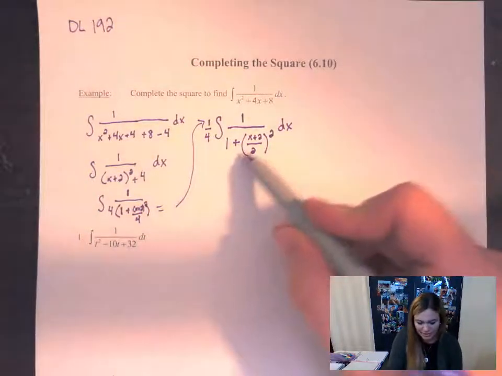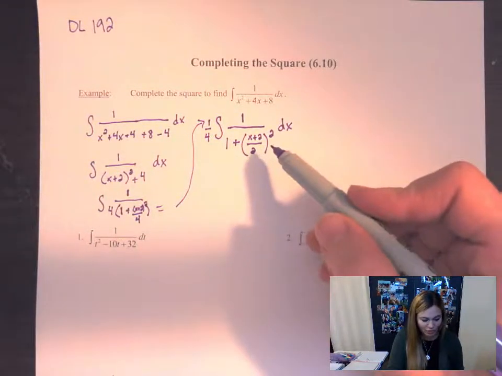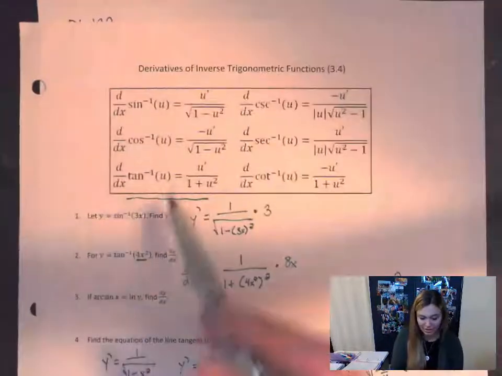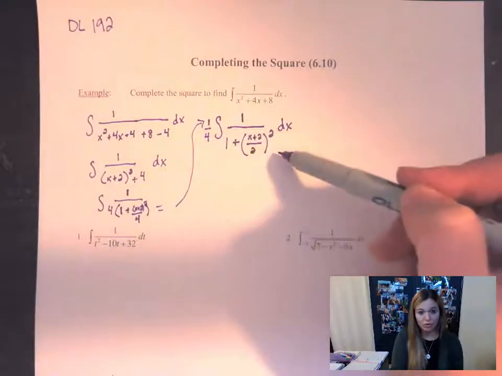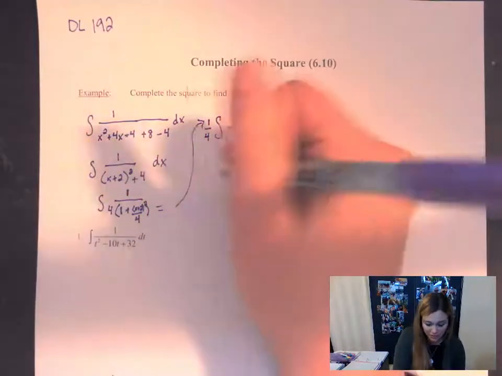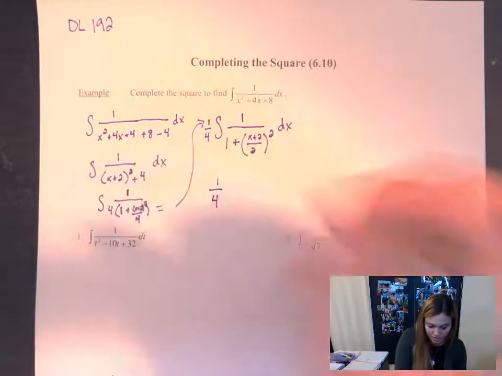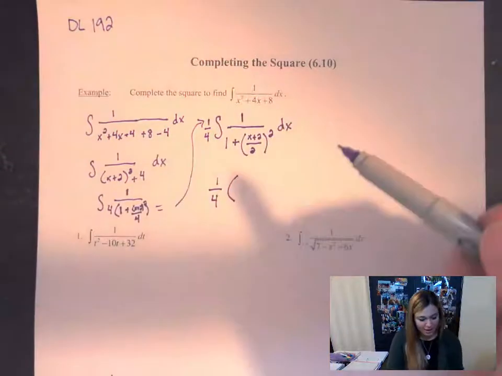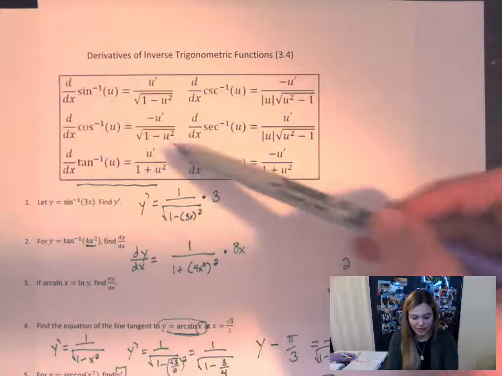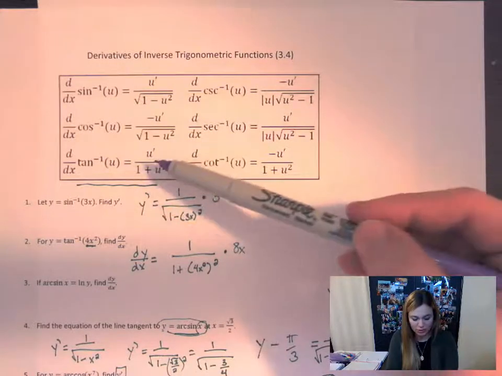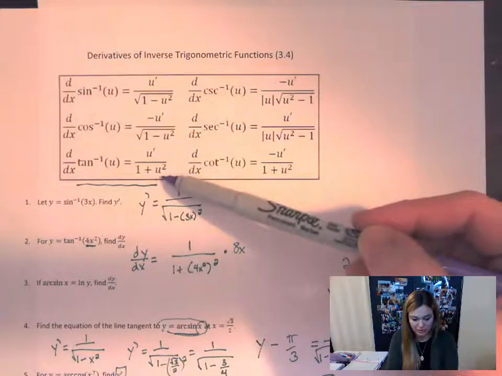Okay, so I have 1 plus this quantity squared, and now it looks a whole lot like arctangent. So this is where I have an integral, which means I need to find the antiderivative. So I'm just going to write down 1/4. And if I know the derivative of arctan is u prime, this is like if I was doing the chain rule in some way. So this u prime is just the derivative of whatever this function is of u.